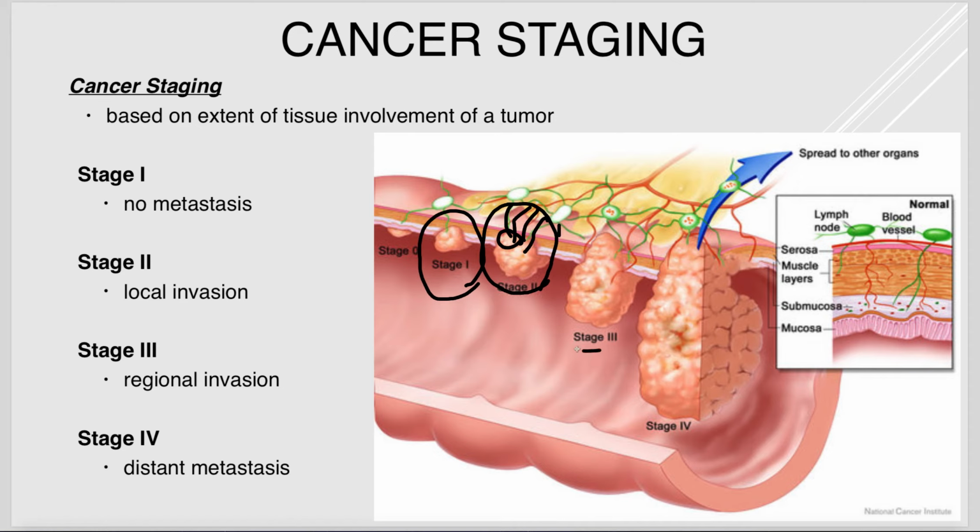In stage 3, we start to see regional involvement. So in this case, we have regional lymph nodes that are involved. So this lymph node has cancer cells in it. And then finally, stage 4, this is where we have metastasis to a distant site. So it's spread to another part of the body.